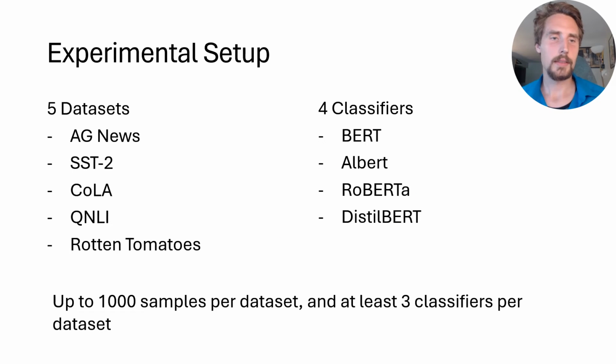We test this attack on 5 different common datasets looked at in adversarial attacks, as well as 4 classifiers, different variations of BERT and more advanced BERT variation classifiers. And for each, following previous adversarial attack research, we sample up to 1,000 samples per dataset, and at least 3 classifiers are attacked per dataset, coming from these 4 classifiers.